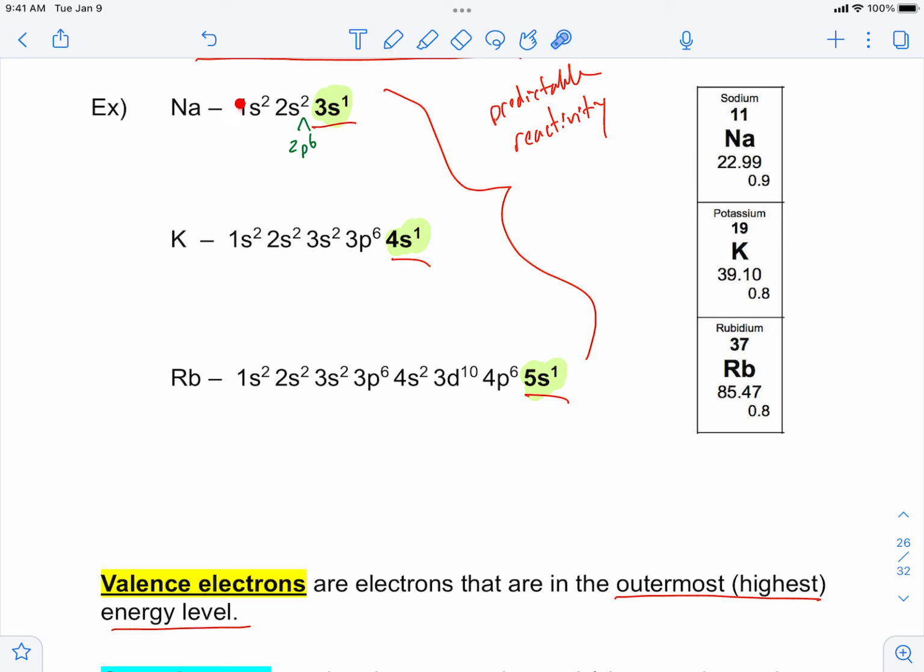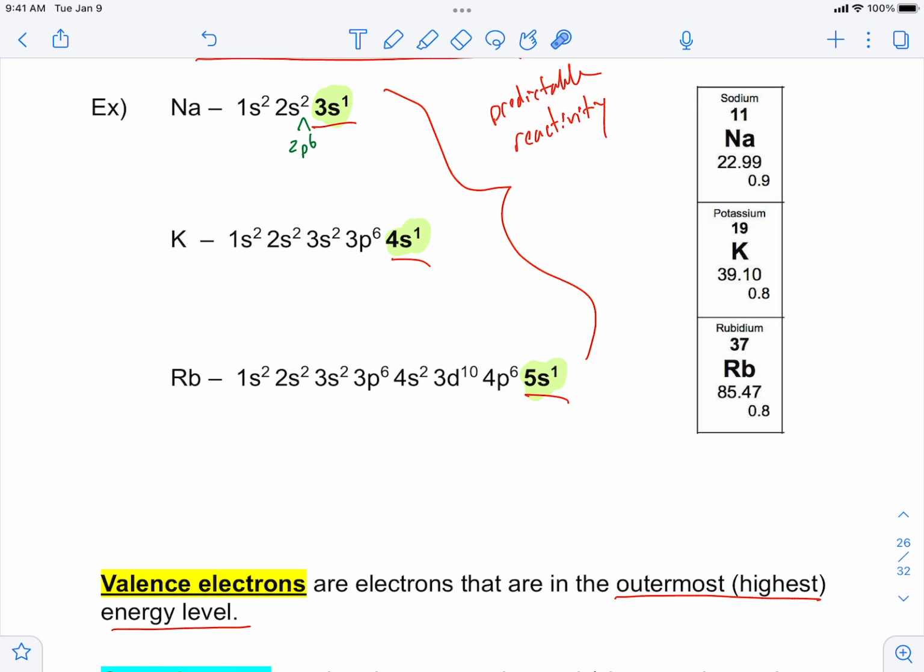In your electron configuration, the number in front of the letter indicates the energy level. So in sodium, how many different energy levels does it have? 3. It has 3. 1 and 2 and 3. What number is the highest? 3. Okay, so since in sodium, energy level 3 is the highest, how many electrons are in the highest energy level? Just 1. Sodium has 1 valence electron. The valence electrons are electrons in the highest energy level.